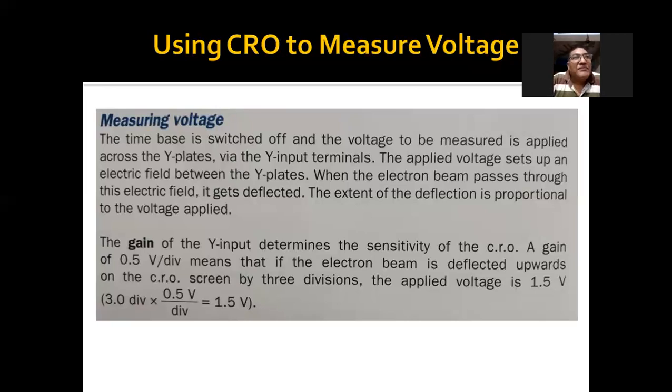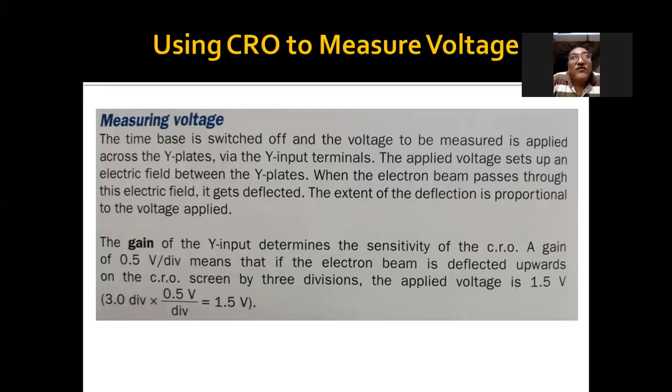The time base is switched off and the voltage to be measured is applied across the Y plates via the Y input terminals. The applied voltage sets up an electric field between the Y plates. When the electron beam passes through this electric field, it gets deflected. The extent of deflection is proportional to the voltage applied. The gain of the Y input determines the sensitivity of the CRO. A gain of 0.5 volt per division. This is the scale. This is the Y gain.